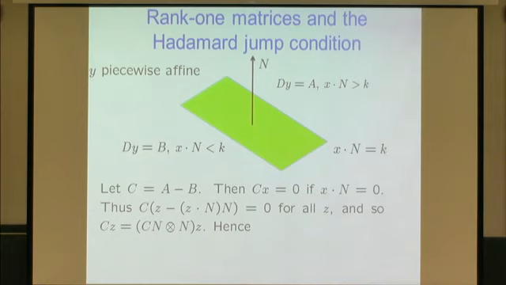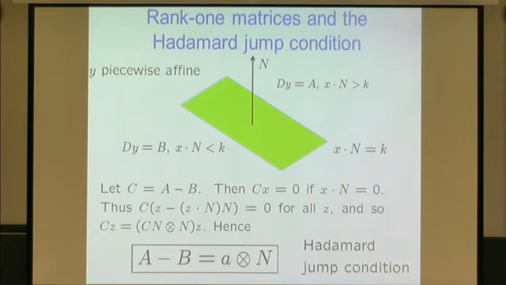That's just the expression of the continuity of y, or equivalently the equality of the tangential derivatives on either side of the plane. So if you let C be the difference between A and B, then by the equality of the tangential derivatives, Cx is 0 if x dot n is 0. But here's a typical vector which dotted with n is 0: any vector z minus (z dot n) n has inner product with n equal to 0. So therefore C of this must be 0 for all z, and so C z is the rank 1 matrix Cn tensor n times z.